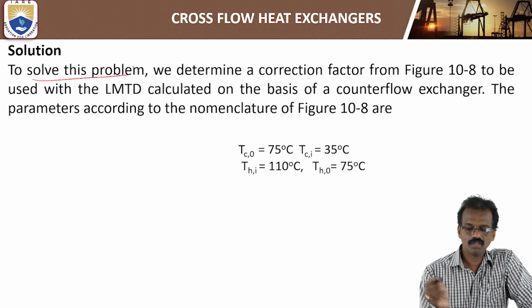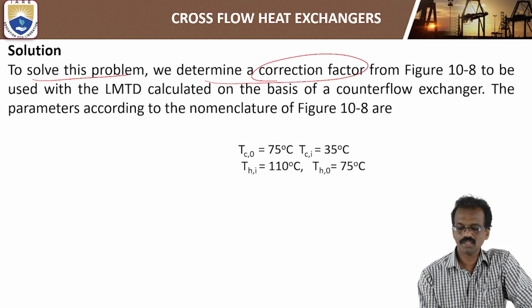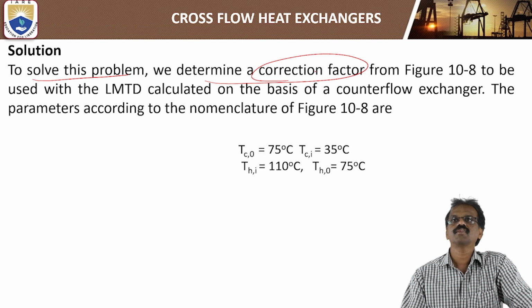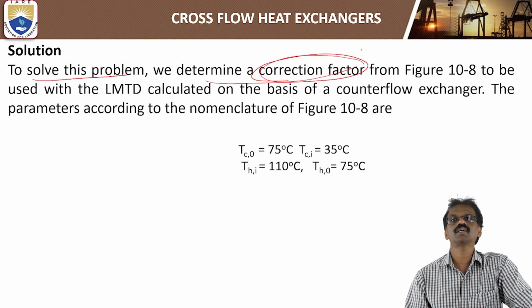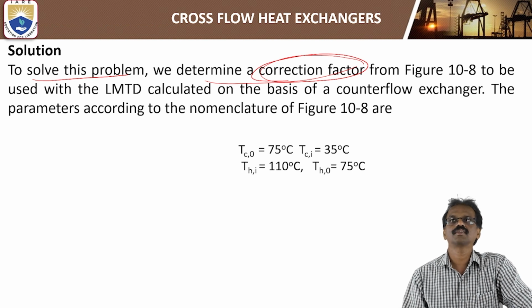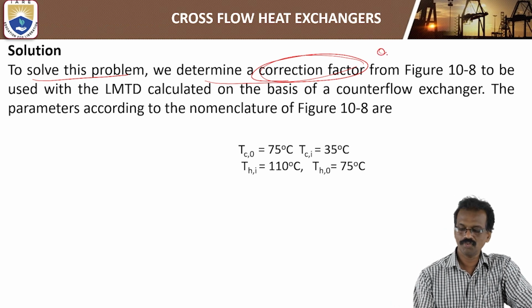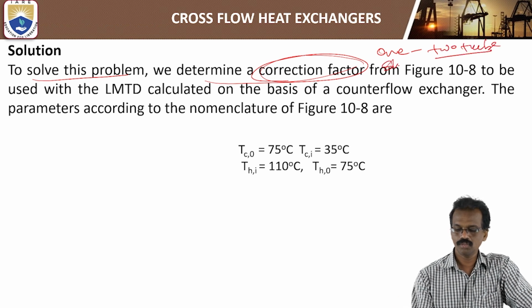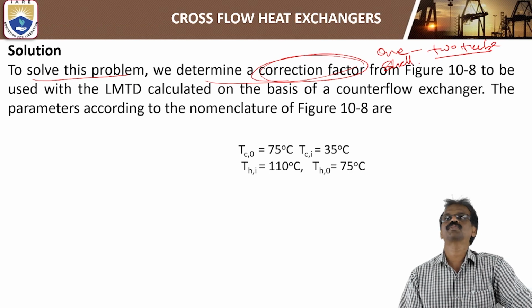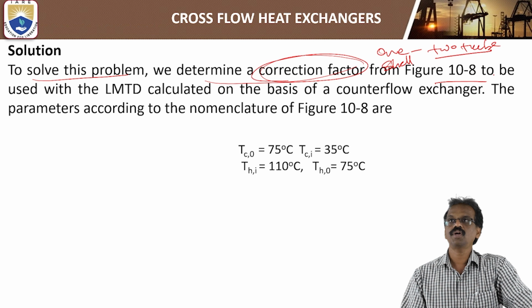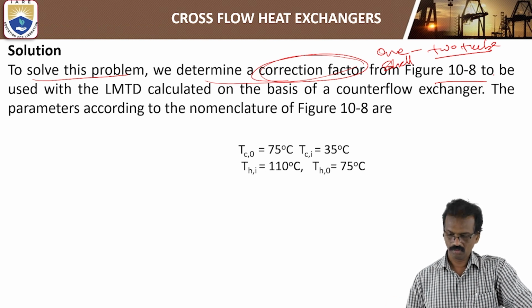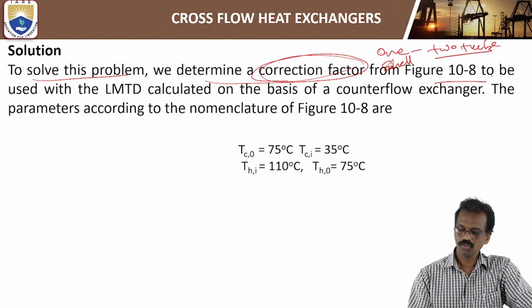To solve this one, just like before, we determine the correction factor first of all. For the correction factor, you have to choose the diagram which is related to this numerical. You know that it is one cell and two tubes. So that is the first figure, figure 10.8. We can check that one.